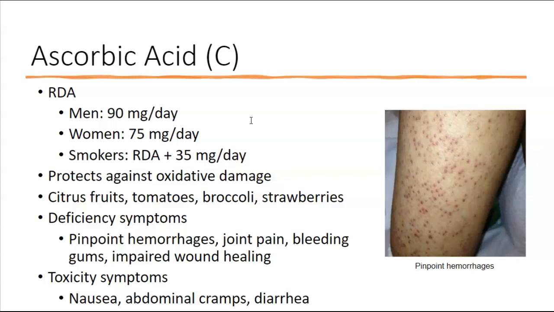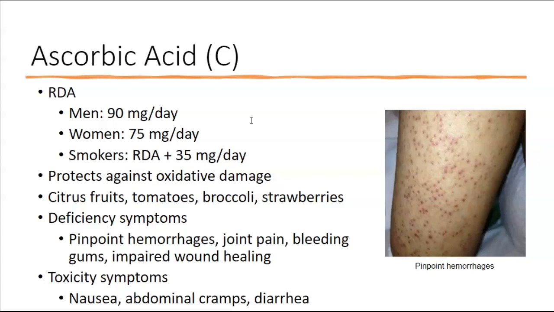Where do we find it? Citrus fruits, of course. If I said, where do we get vitamin C from? I'm sure everyone would say orange juice. So it is a very good source, but so are tomatoes, broccoli, and strawberries, that really no one ever talked about. Deficiency symptoms, we can get these pinpoint hemorrhages.